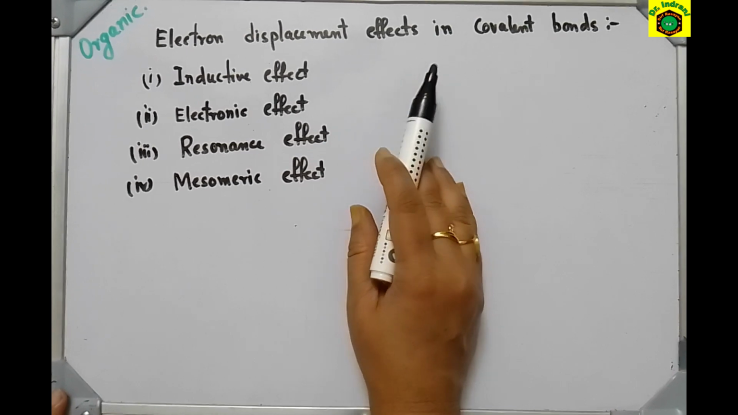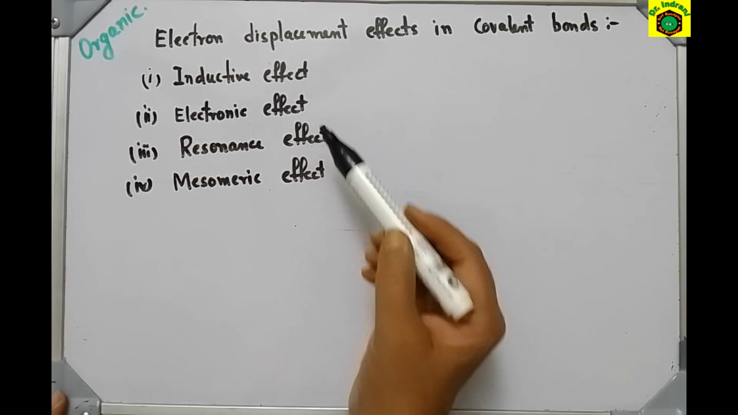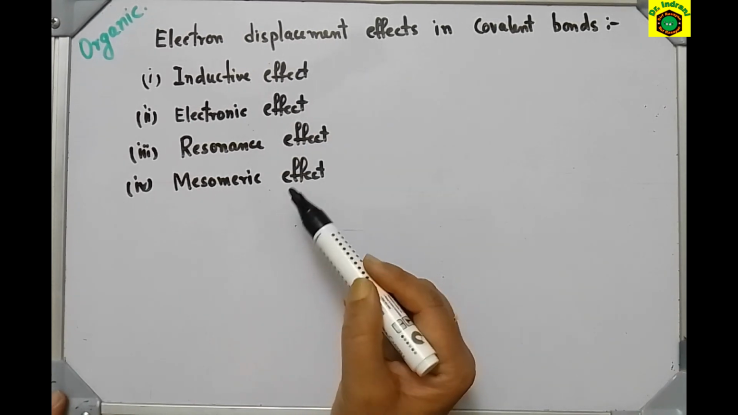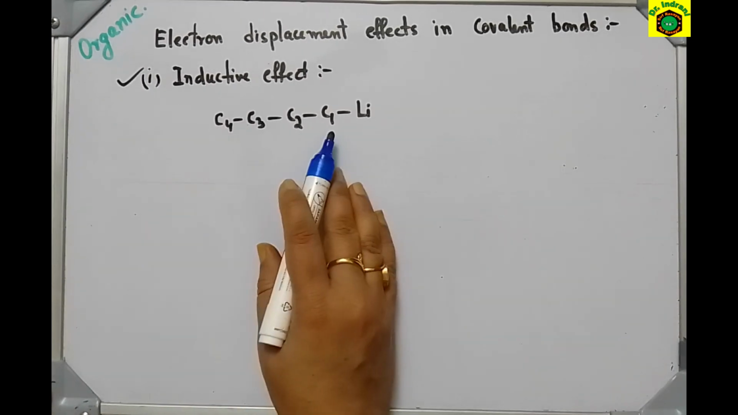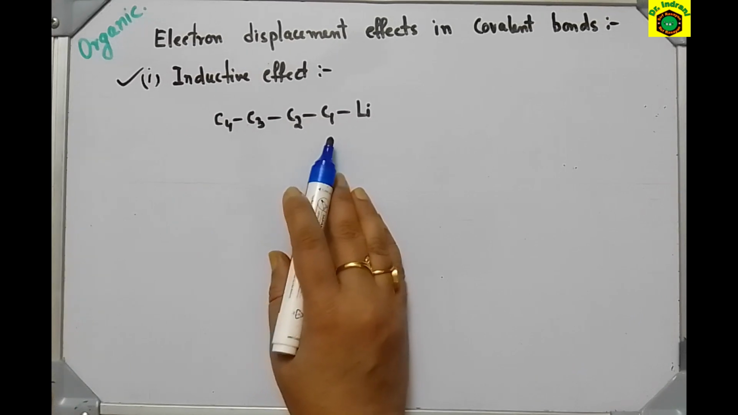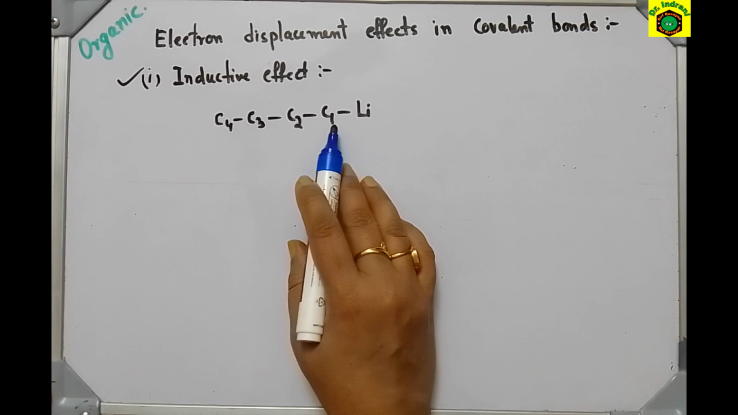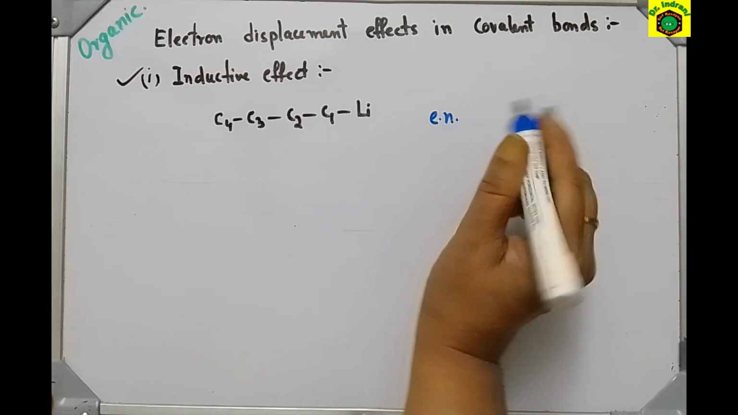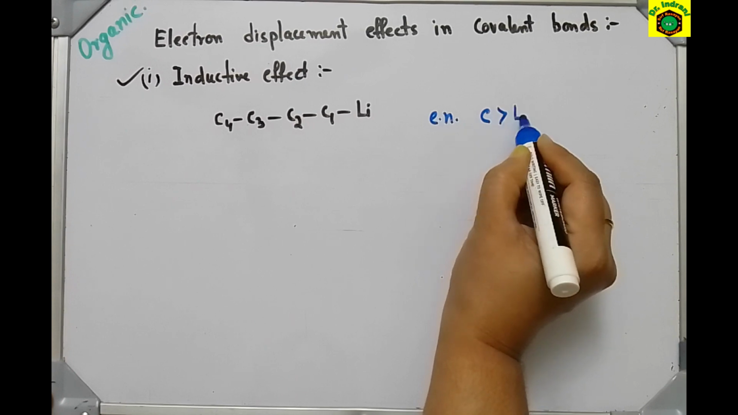Electron displacement effects in covalent bonds are of 4 types: inductive effect, electromeric effect, resonance effect, mesomeric effect. One by one I will explain. In this video we will do only this one, the inductive effect. Now see, consider a carbon chain like this. It is having one lithium atom attached with this C1 carbon. You know lithium is electropositive. So in the C-Li bond, which one is more electronegative? Between this carbon and lithium, carbon is more electronegative than lithium.